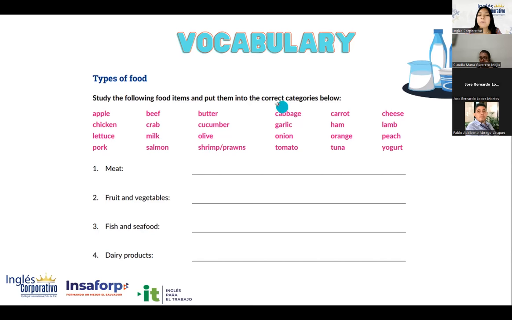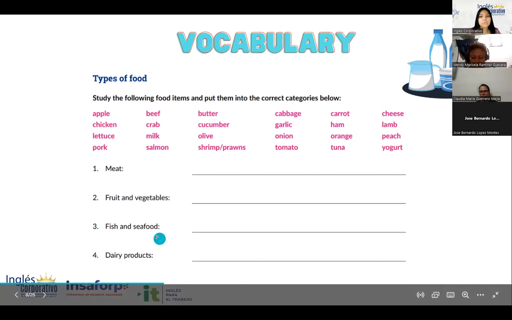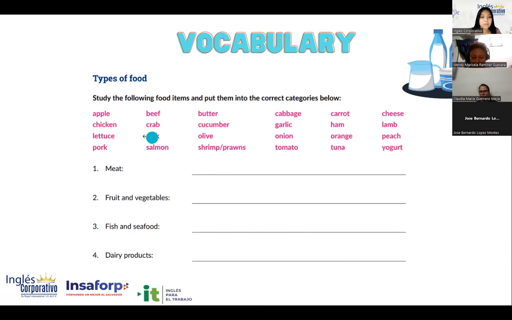Okay. What about this one? Well, nothing right here. Well, this one. Tuna. Correct. And from here, no, nothing, right? Okay, what about this one? Dairy products. This one, milk, butter. Well, no, ham, no. This one, I think that is meat. Cheese. And yogurt. Yes. Yogurt in Spanish, yogurt. English, yogurt. Perfect.